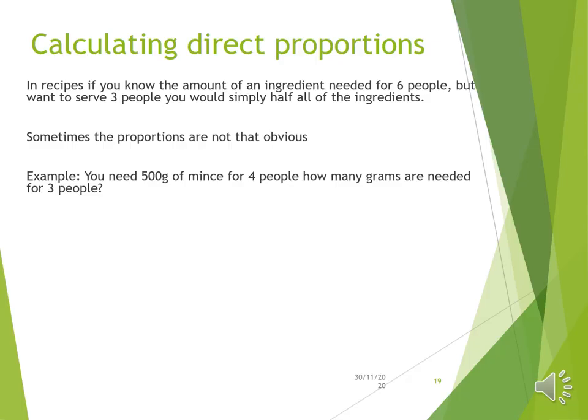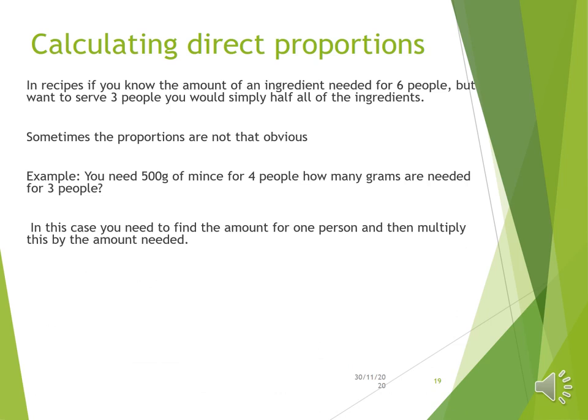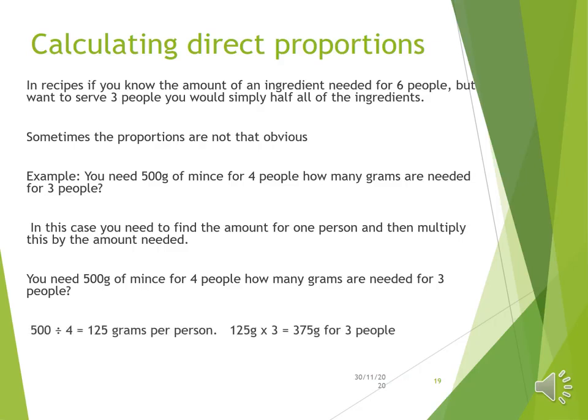So once again, there are different methods of trying to arrive at the answer. One of the things that you could do is find the amount for one person and then multiply this by the amount needed. So if you know that 500 grams is needed for 4 people, let's find out how much is for one person. So it's 500 divided by 4, and that will give you 125 grams. Now, if you know that one person is 125 grams, then all you need to do is multiply by 3 to get your final answer, which is 125 times 3, which is 375 grams for 3 people.